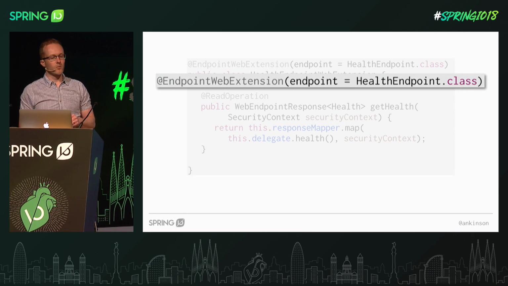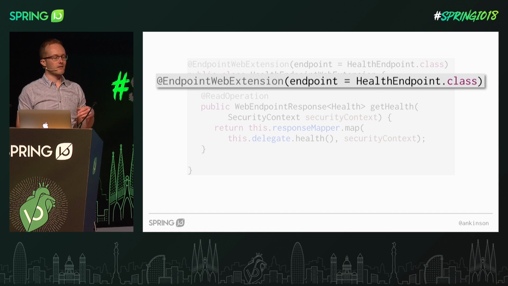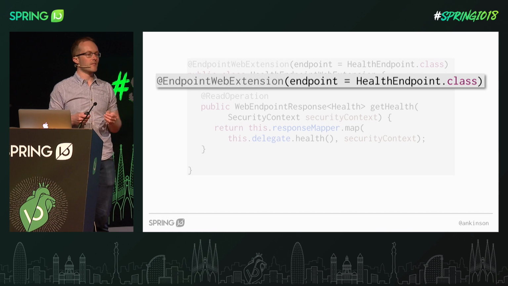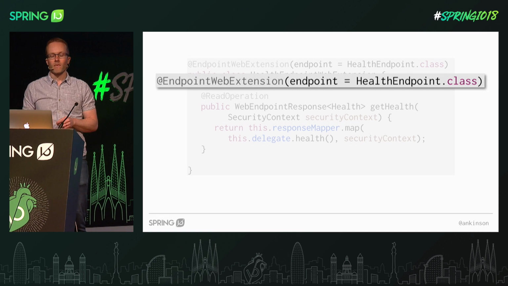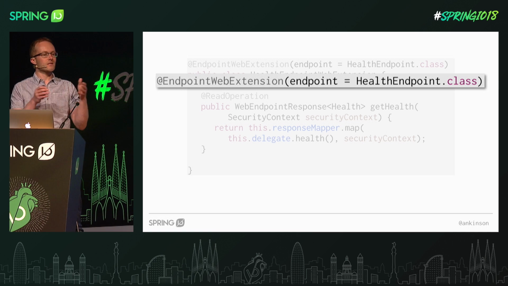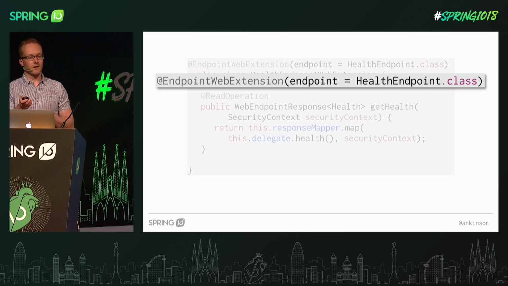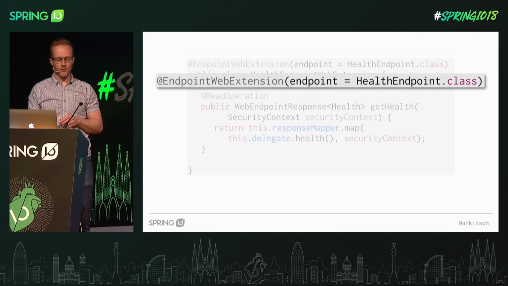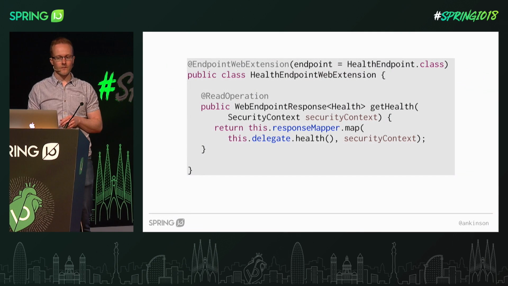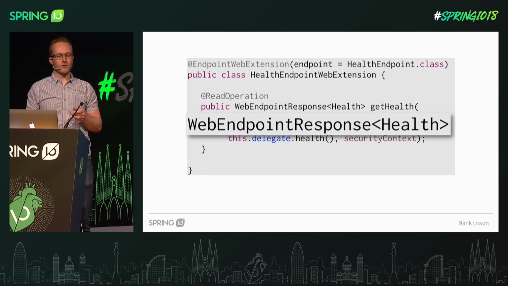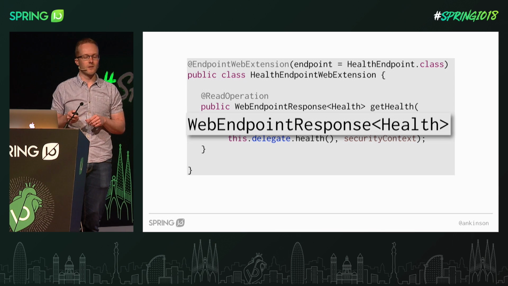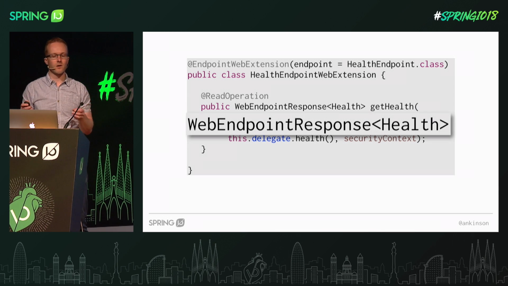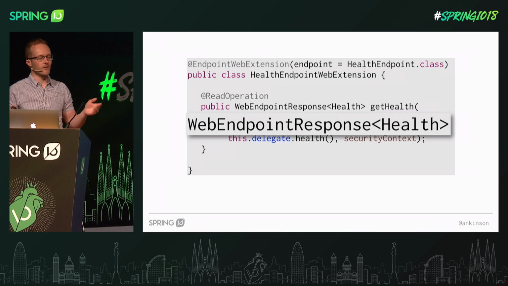So this is an endpoint web extension. I'm saying that this is an extension to an existing endpoint that is specifically for when it's exposed via the web. Whenever you write an extension, you target a specific endpoint. So here we're saying, I want this to be an extension of the health endpoint. And we're declaring a read operation, but we're using this WebEndpointResponse return type. And it's genericized, so this is a WebEndpointResponse of Health.